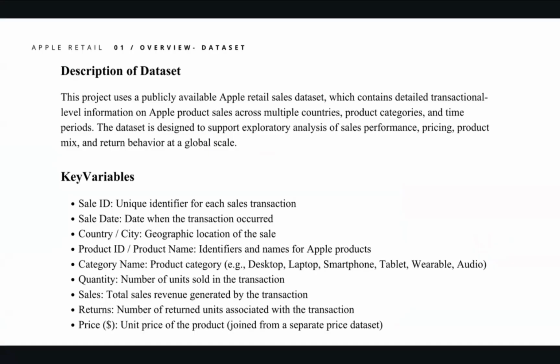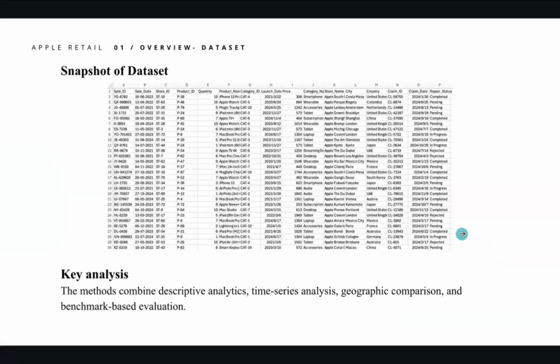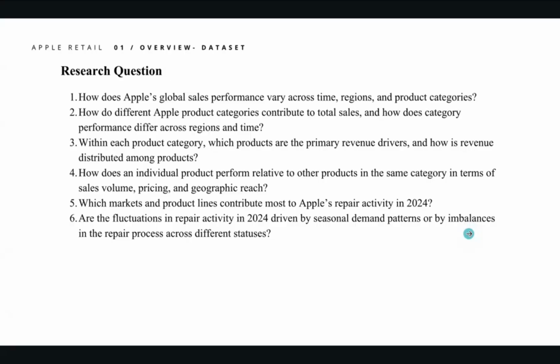And here are some of our key variables like sale ID, sale date, country, product ID, and so on. Then here's a snapshot of our dataset. And our key methods and analysis are descriptive analytics, time series analysis, geographic comparison, and benchmark-based evaluation. Here are some of our research questions, like how does Apple's global sales performance vary across time, regions, and product categories? How do different Apple product categories contribute to total sales, and how does category performance differ across regions and time?